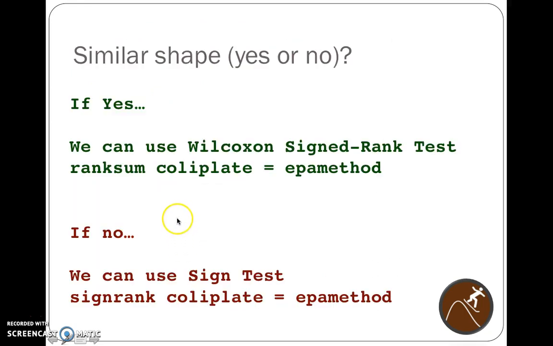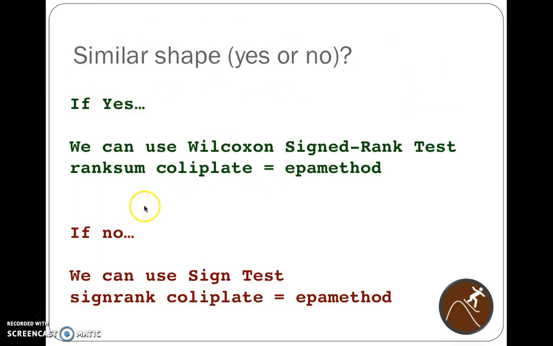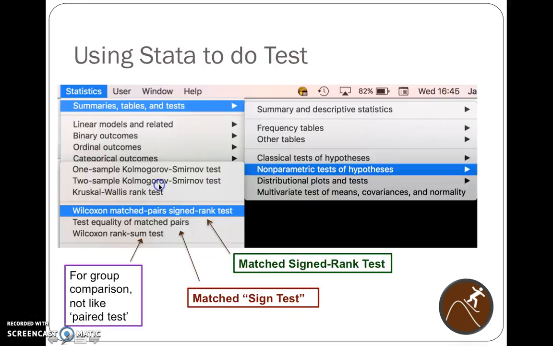So the question of whether or not there's a similar shape or not, I'm sure there's a statistical test that could be done to do that, but visually, if you say yes, that these all look the same, then we can use the more powerful test, the Wilcoxon signed rank test, which in Stata is just signrank Coley plate equals EPA method. If no, then we can use the sign test, which is just in Stata, signtest Coley plate equals EPA method. So very simple commands.